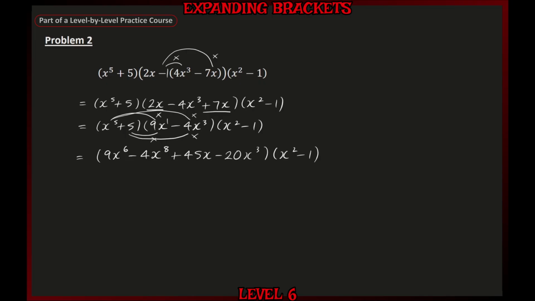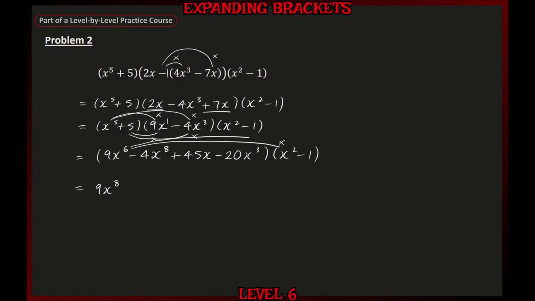Now normally we would simplify that first bracket, but there isn't actually anything to simplify because none of them are like terms. So we can go straight into expanding. So starting with 9x to the power of 6 multiplied by x squared. Again, we add the powers here using our laws of indices, and we have 9x to the power of 8.